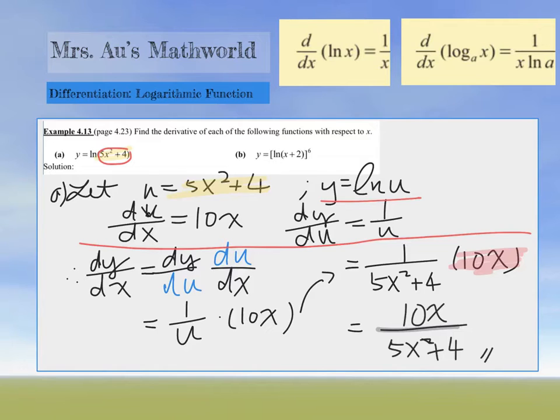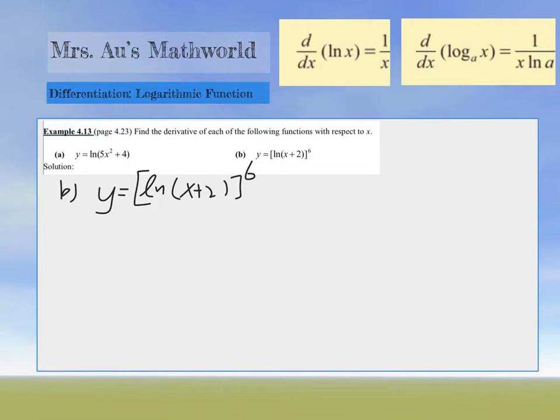So let's go to part B. This time it is a little bit different from part A, because in part B you have one layer more. In part A, you only let u be this one, just like x plus 2, and then it is done. But for part B, you have power 6, and for this power 6, we don't have another formula for it. So we need to let another function handle log x plus 2.